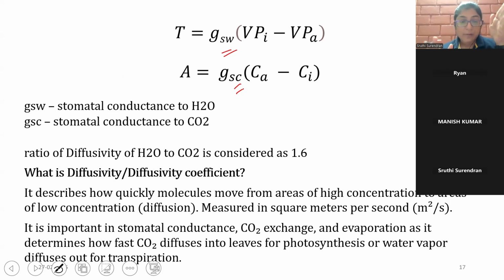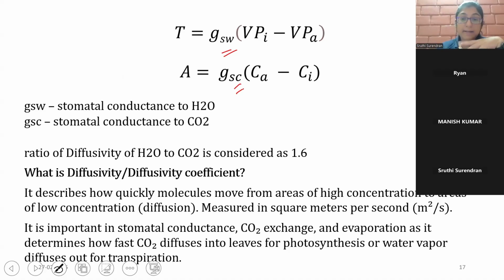So in the case of carbon dioxide movement, the region of high concentration is outside and the region of low concentration is inside. So the carbon dioxide is going to go inside. In the case of water vapor, the concentration of water vapor is higher inside the leaf and lesser outside the leaf. So it is going to go out.